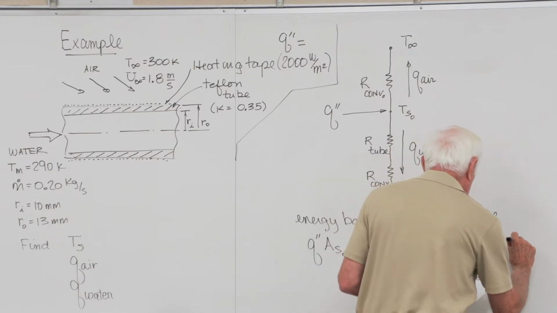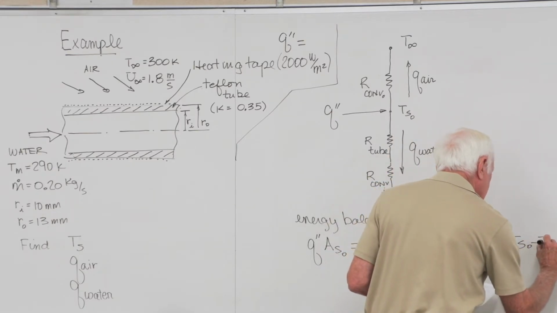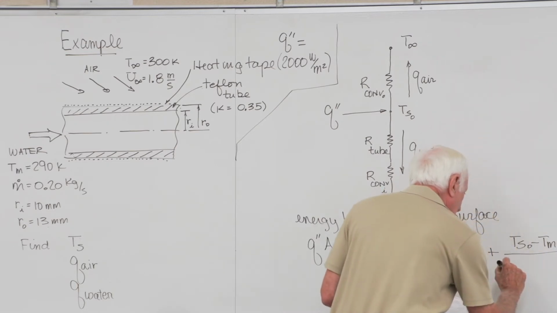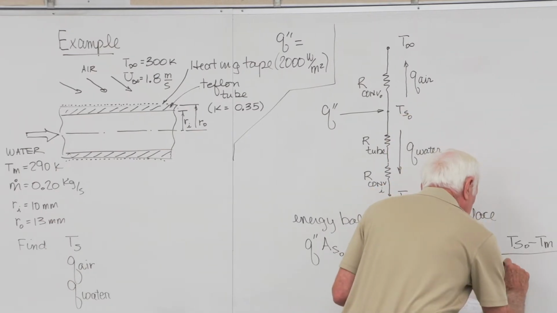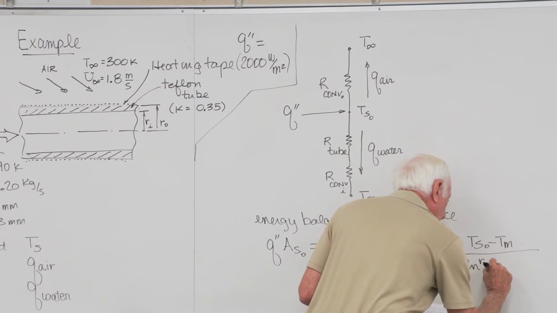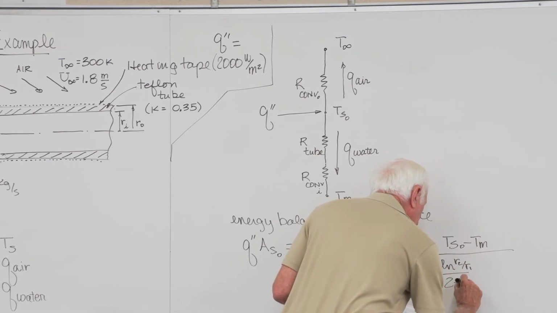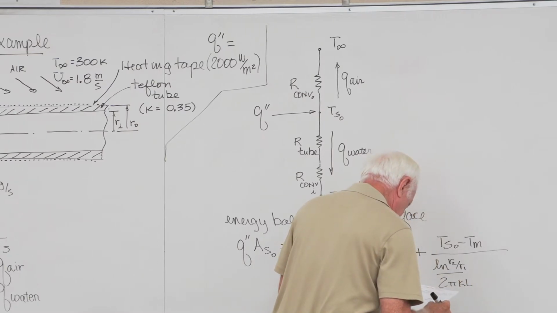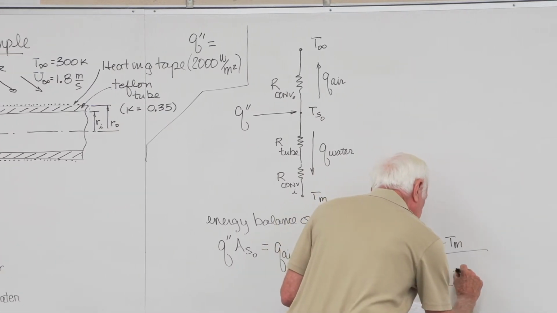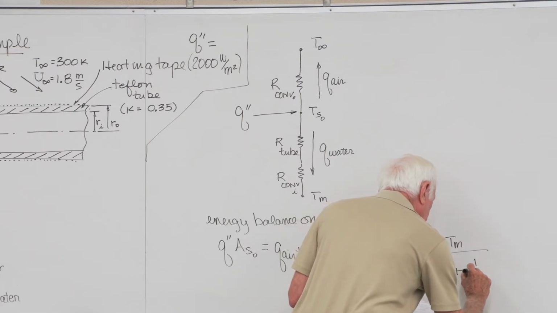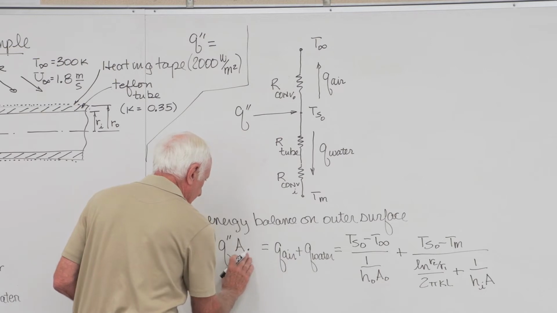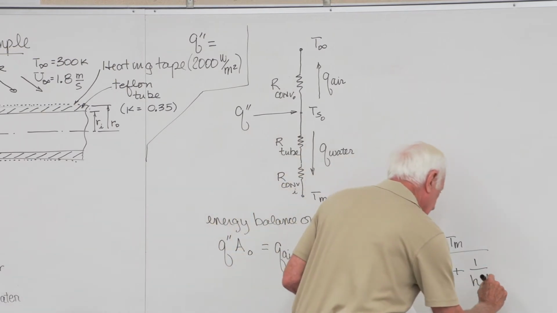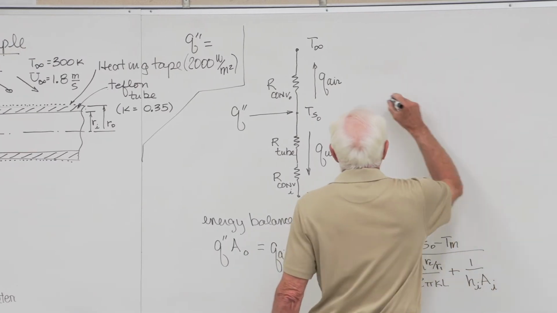For water, TS outside minus T mean divided by the resistance of the Teflon tube, natural log R2 over R1, 2 pi KL, plus the resistance convection of water on the inside, 1 over H inside, A inside. Okay.